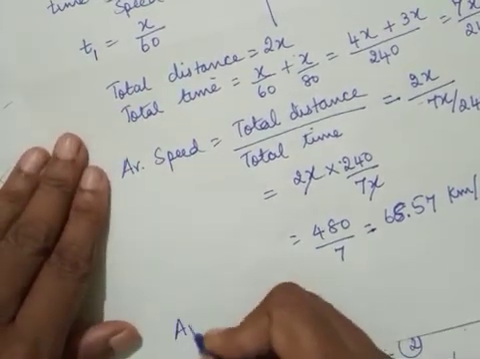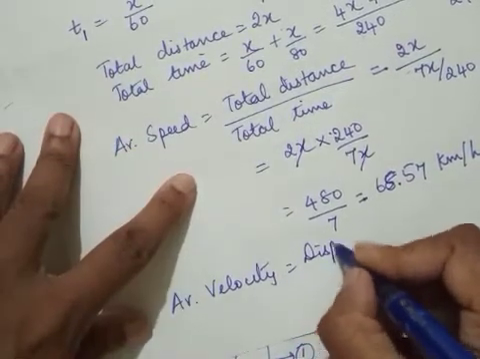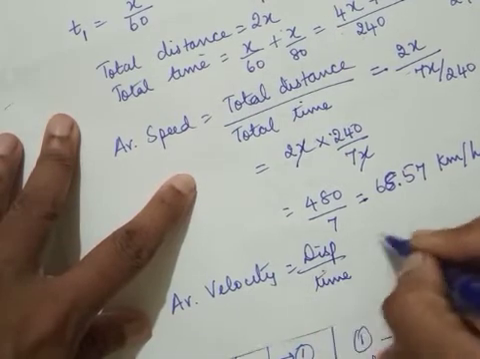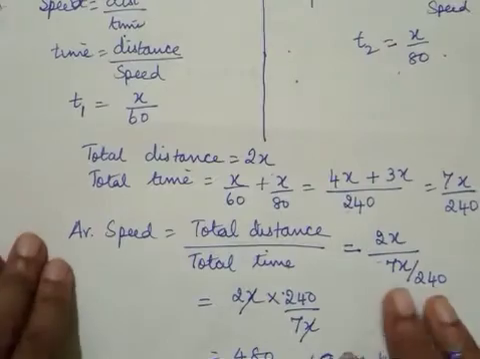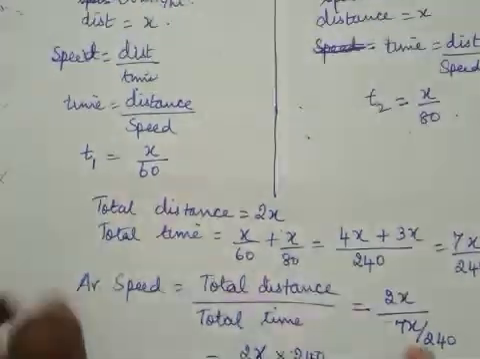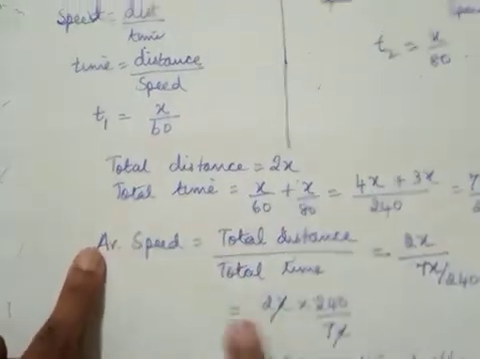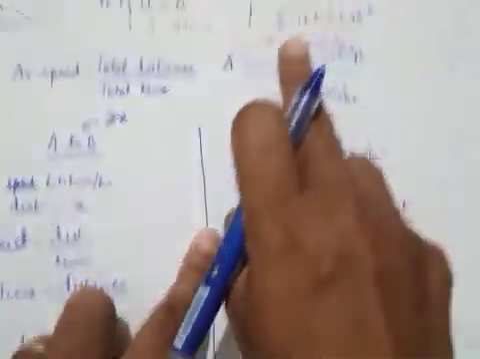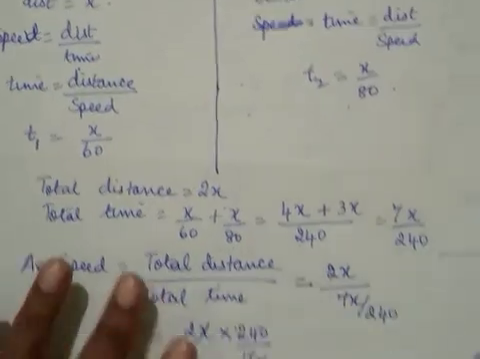And then average velocity is 0. Why? It's starting and ending at the same point, so displacement is 0. So average velocity will also be 0. Is it clear, children? I hope you have understood it. So you have to find the two times, time for going and time for coming, and then do like this. Take this distance to be x and do it. I hope it's clear now.